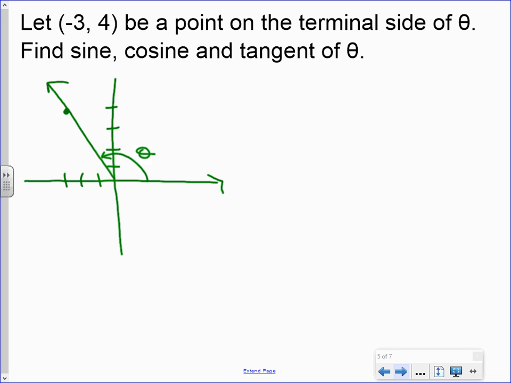So we are going to draw a reference triangle here. We move to the left 3, we move up 4, and this is nice. What is our hypotenuse? 5. So like I said, you can do one of two things.